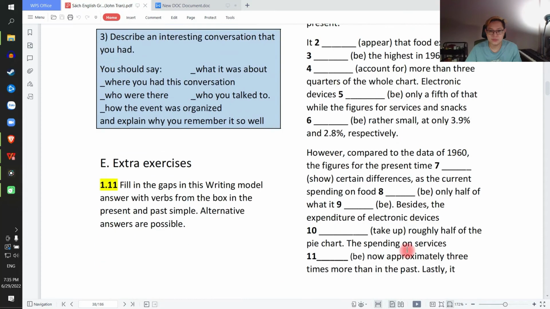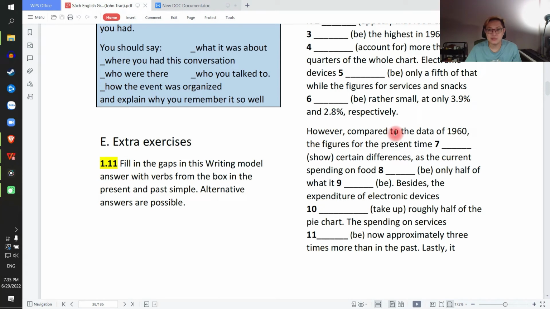Alright, so next one. However, compared to the data of 1960, the figures for the present time. So now we talk about present time, so you have to use present simple. Bây giờ các bạn nói về thời hiện tại nè. Nếu so sánh với con số vào năm 1960 thì những con số cho thời hiện tại. The figures for the present time show, because the word figures is the most important and it is plural. So number 7 is "show" without s.